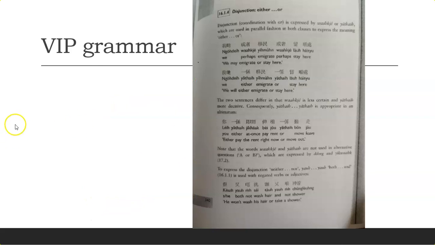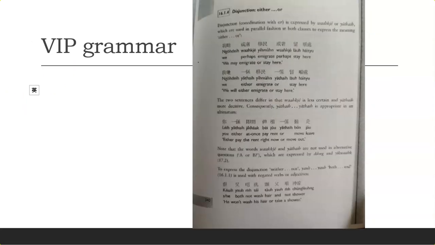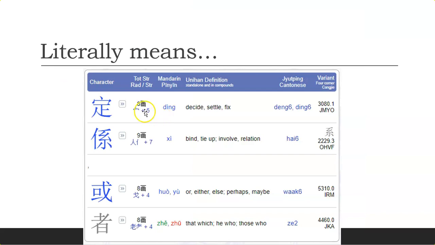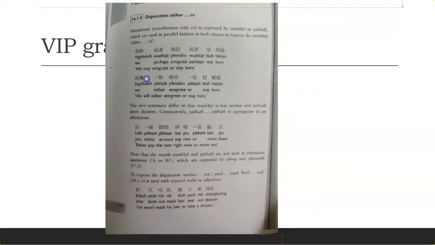I checked two grammar books, Yip Grammar and CP Grammar. CP Grammar is a Mandarin grammar book, but it's equivalent to Cantonese. Yip mentioned that the first one is more used in a question, and the second one is more used in a statement. She gives quite a lot of sample sentences.